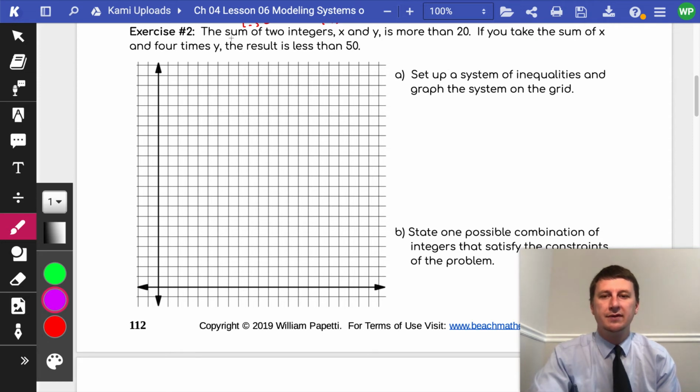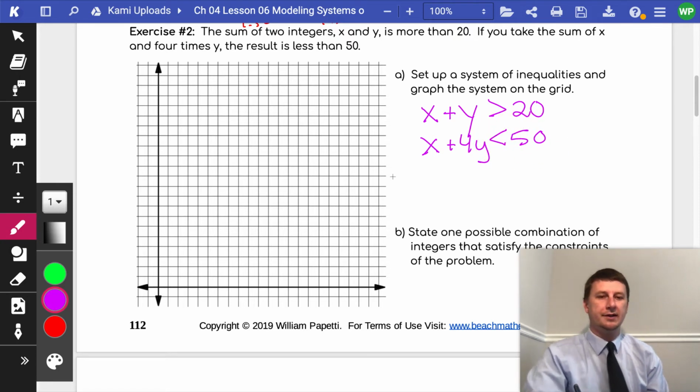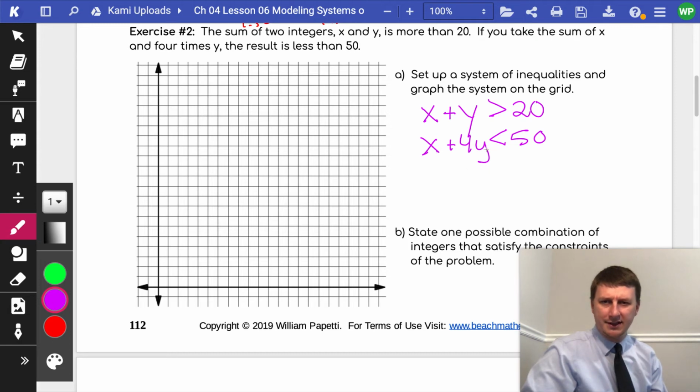So our first piece of information says the sum of x and y. Sum means to add x and y. It's going to be more than 20. And our second inequality here is going to be, if you take the sum of x and 4 times y, it's going to be less than 50. So we have two inequalities here, and we want to solve this system by graphing it.